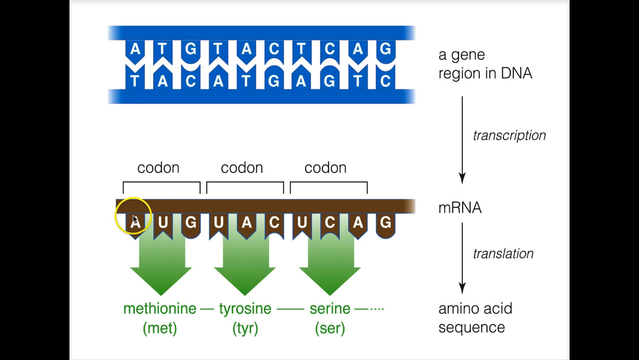We can see we have AUG as a codon, UAC is a second codon, and UCA is a third codon. These are the amino acids for which those codons coded for. So the language from the DNA was transcribed into the RNA language, which was then translated into the amino acid sequence, which assemble in the correct order to make a polypeptide.